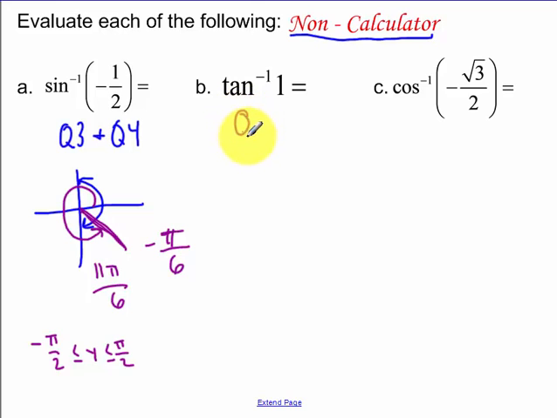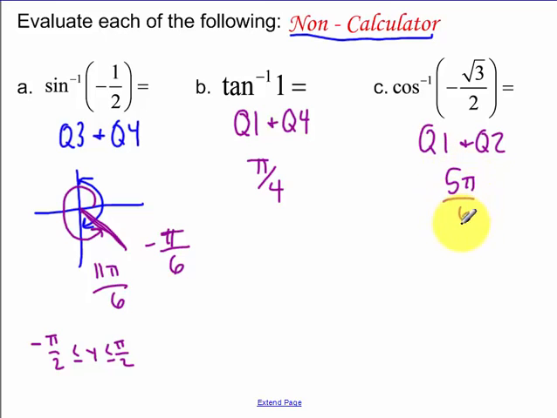Inverse tangent of 1. So where is the tangent equal to 1? That's quadrant 1 and quadrant 4 I'm going to be looking in. Tangent's positive in quadrant 1, so that is going to be at pi over 4. Inverse cosine of negative root 3 over 2. Quadrant 1 and quadrant 2 are my restrictions. Cosine is negative root 3 over 2 at 5 pi over 6.